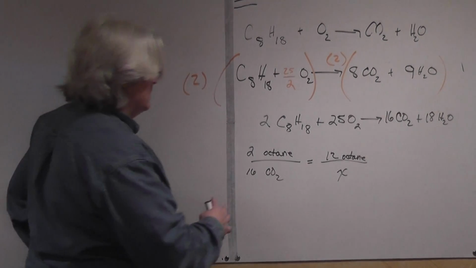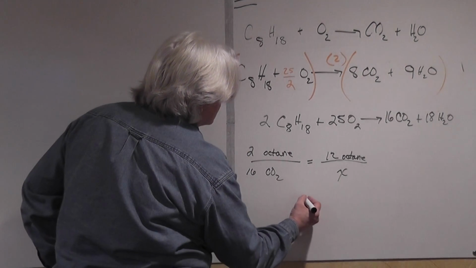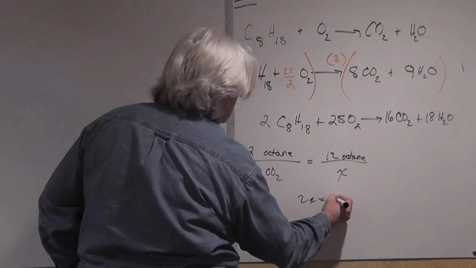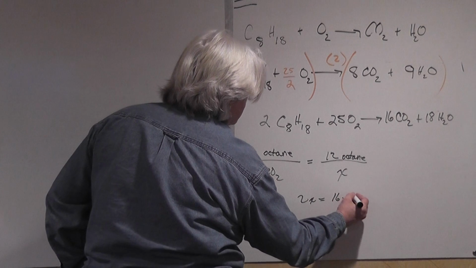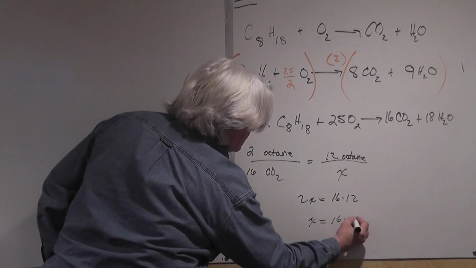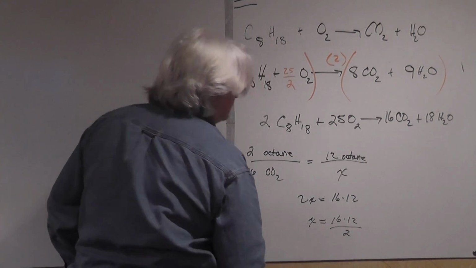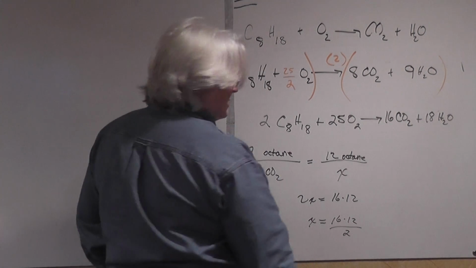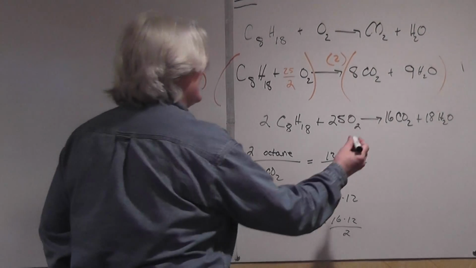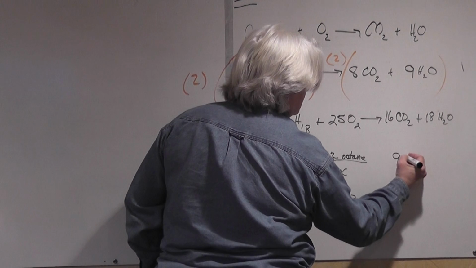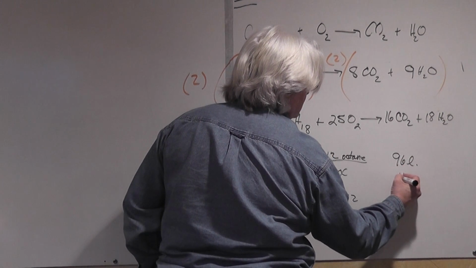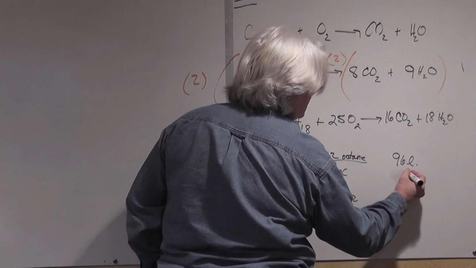Okay, so we have 2x is equal to 16 times 12. X is equal to 16 times 12 divided by 2, which is 8 times 12, which is going to give us 96 liters. 96 liters of carbon dioxide.